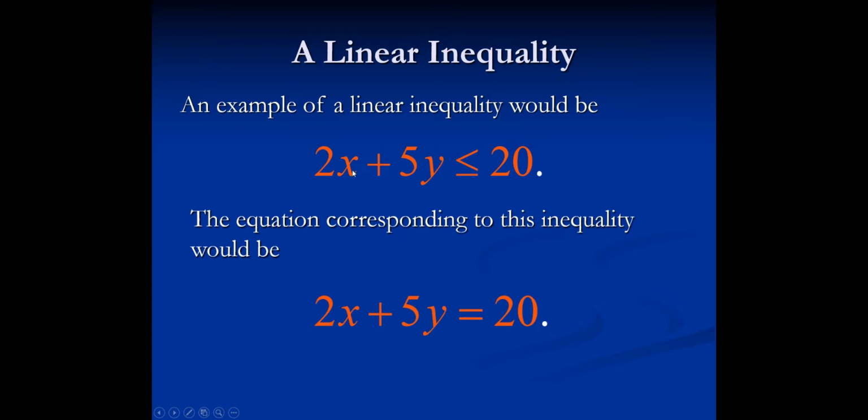If I put in like 2 for x and 1 for y, 2 times 2 is 4, and then 5 times 1 is 5, plus 4 would be 9, which would be less than 20. So x 2 and y 1 is one of the literally infinite number of solutions to this inequality. And this region we're going to shade is the way we can picture all the solutions. You couldn't write them down one by one, there's just too many.